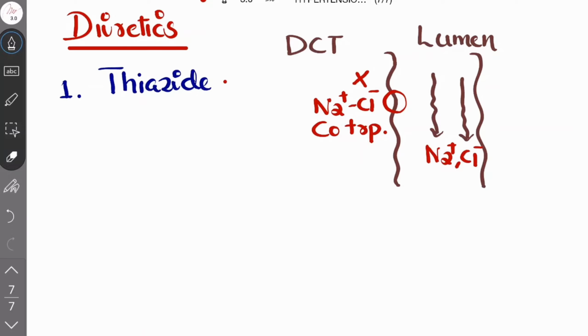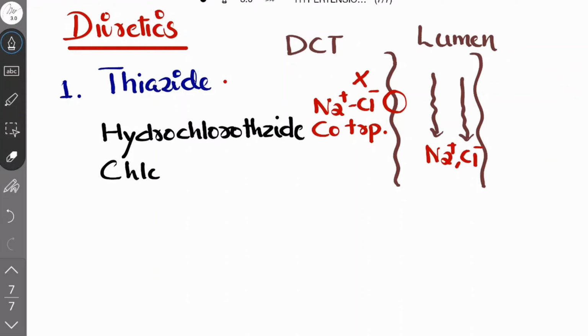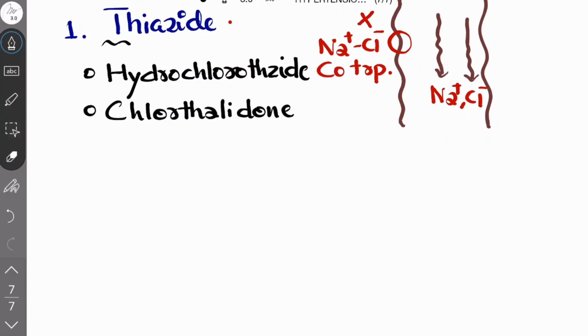So there are drugs like hydrochlorothiazide, then chlorthalidone. These drugs block sodium reabsorption predominantly in the DCT by inhibiting the thiazide-sensitive sodium chloride cotransporter. These diuretics can produce weakness, muscle cramp, impotence. There are also some metabolic side effects for these diuretics.